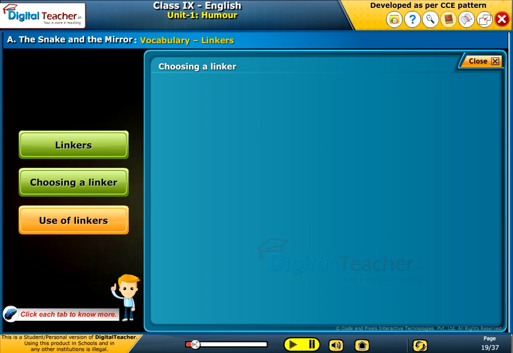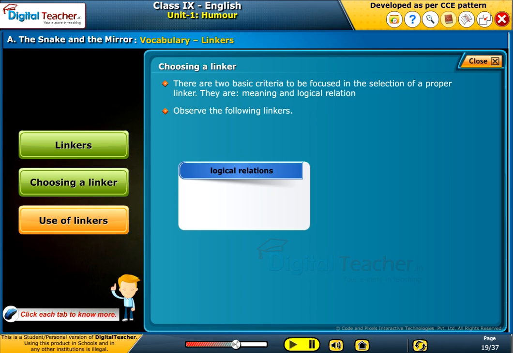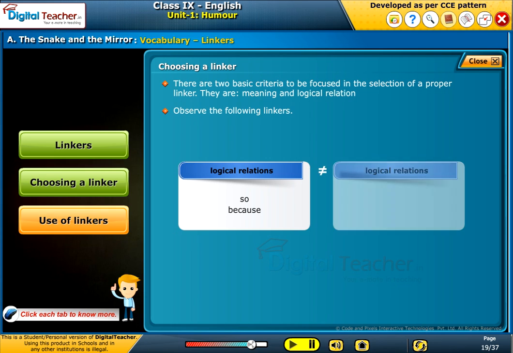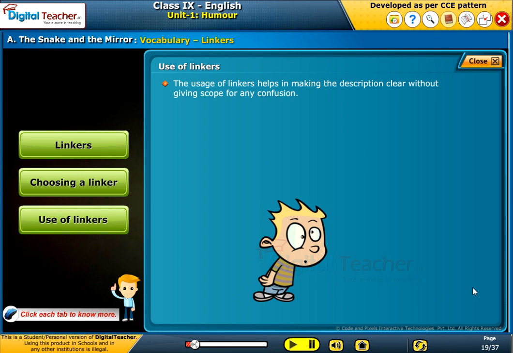Choosing a linker. There are two basic criteria to be focused in the selection of a proper linker. They are meaning and logical relation. Observe the following linkers. The logical relation expressed by the linkers so and because are different from the logical relations expressed by the linkers though, although, and but. The usage of linkers help in making the description clear without giving scope for any confusion.